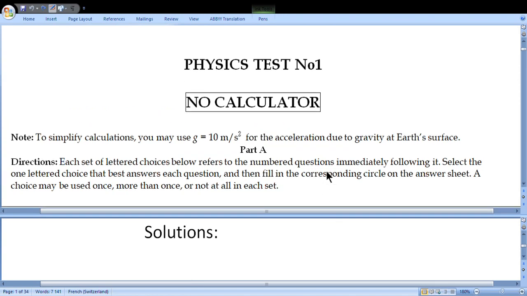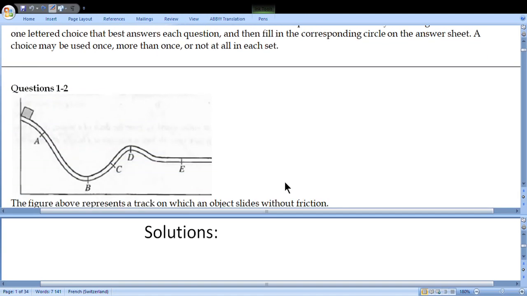Let's start. Physics test number 1. You can take g as 10 meters per second squared for the acceleration of gravity at Earth's surface. Part A. A choice may be used once, more than once, or not at all in each set. Let's start. Questions 1 and 2.